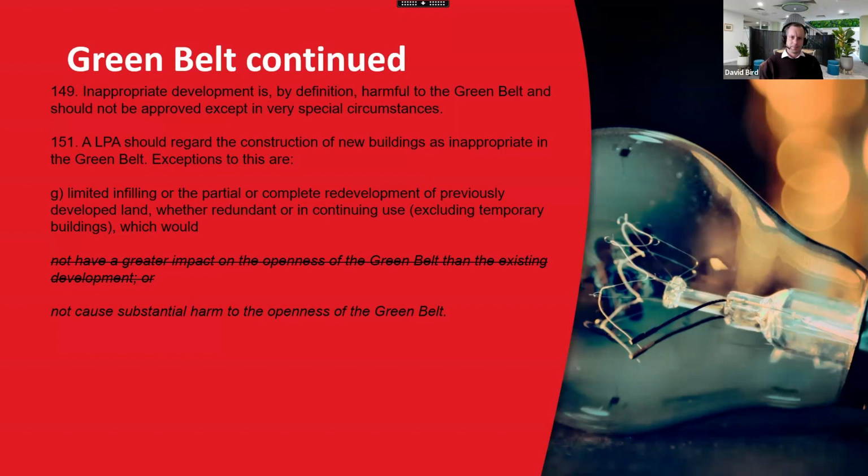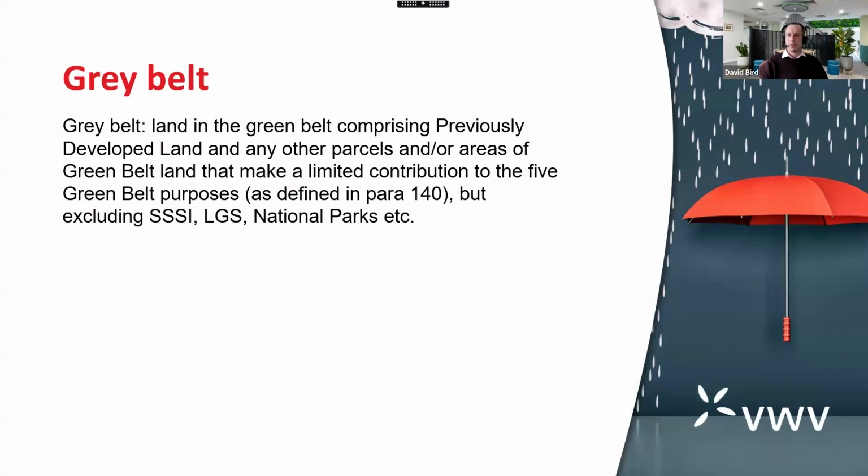Next slide, please. Grey belt is the new thing. Grey belt is land comprising previously developed land. Well, that's nothing new because that was already allowed. But any other parcels or areas of greenbelt land that make a limited contribution to the 5 greenbelt purposes. So this could be land that has not been previously developed, but is providing a limited contribution. I don't think anyone really knows what that means yet, but do note that things in SSIs and national parks, etc., are not included in this. Next slide.